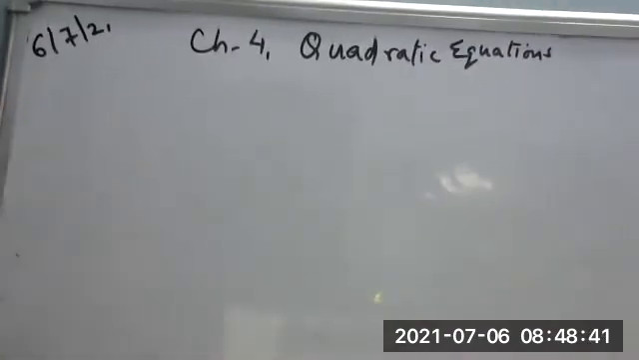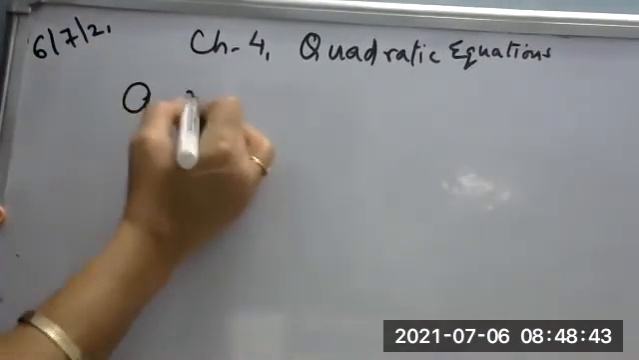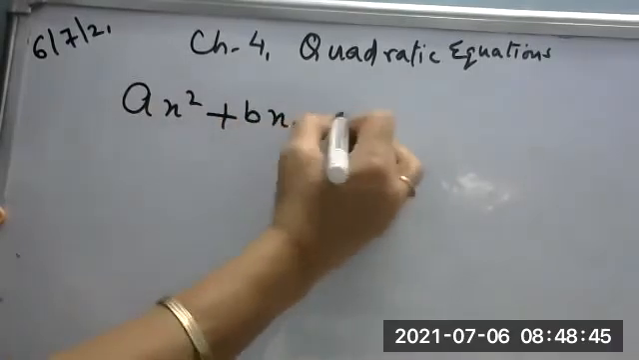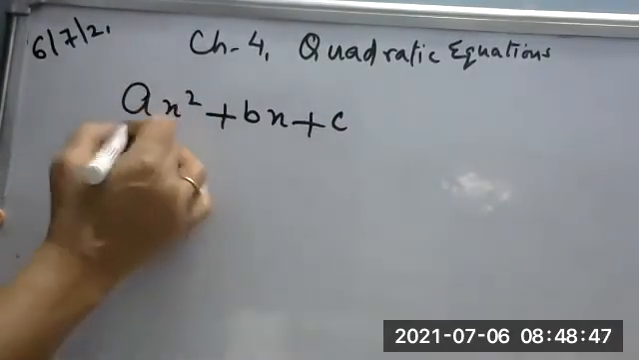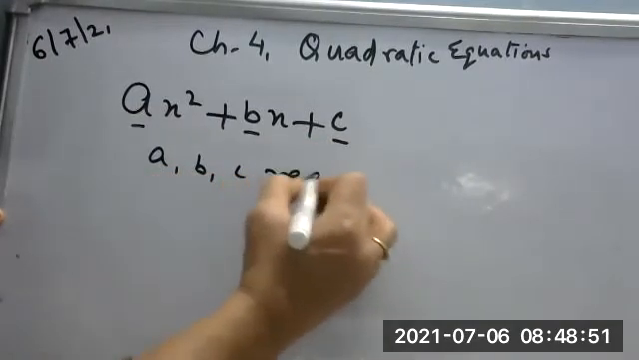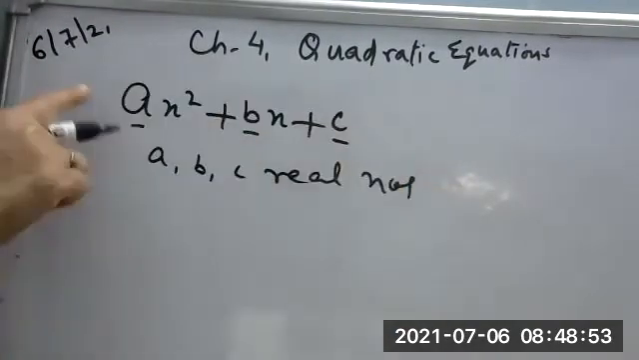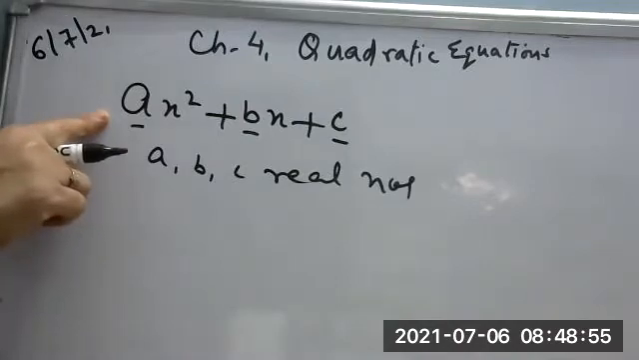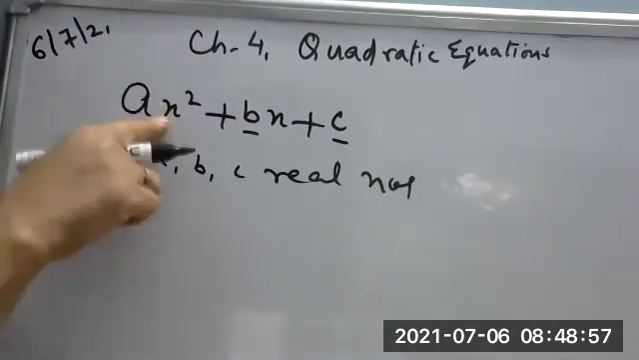If I write here ax square plus bx plus c, you can see a, b, and c. These are real numbers, right? So a quadratic equation is always in the form of ax square plus bx plus c is equal to 0, because it is an equation.